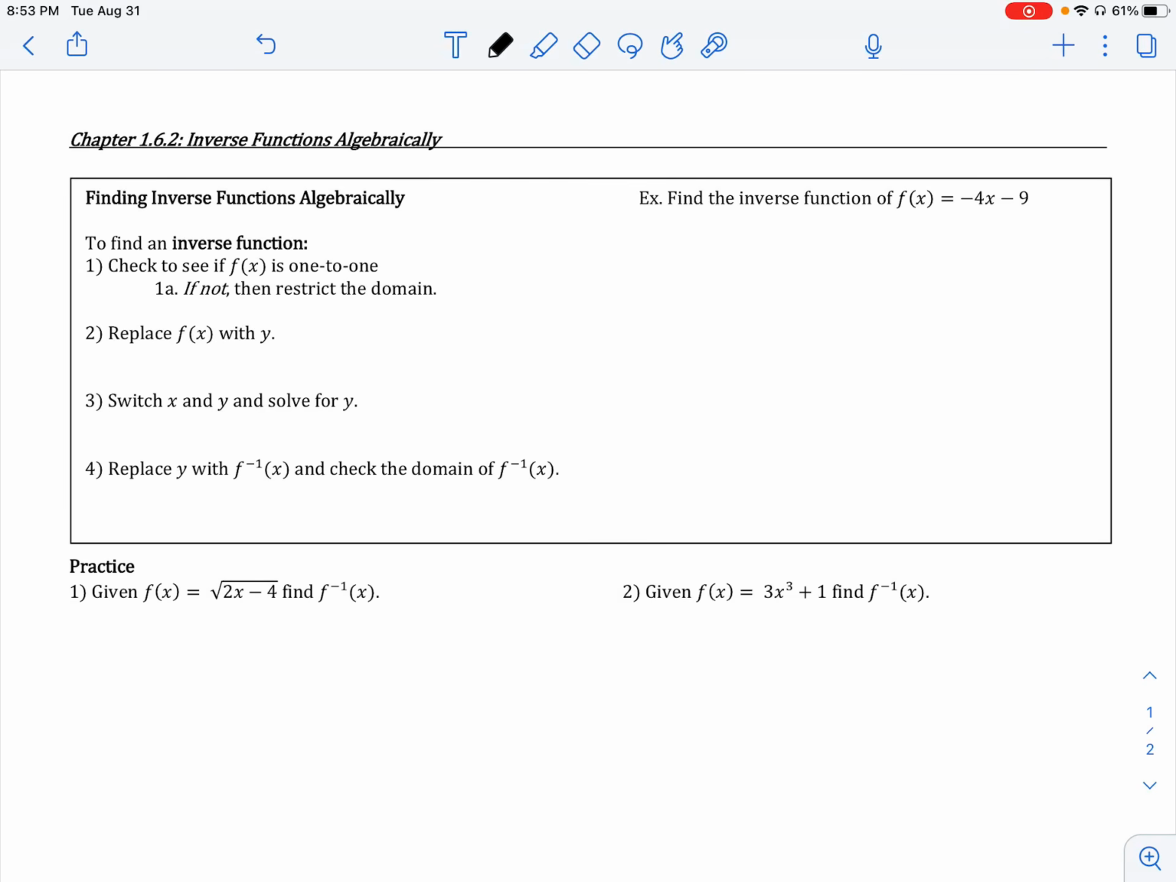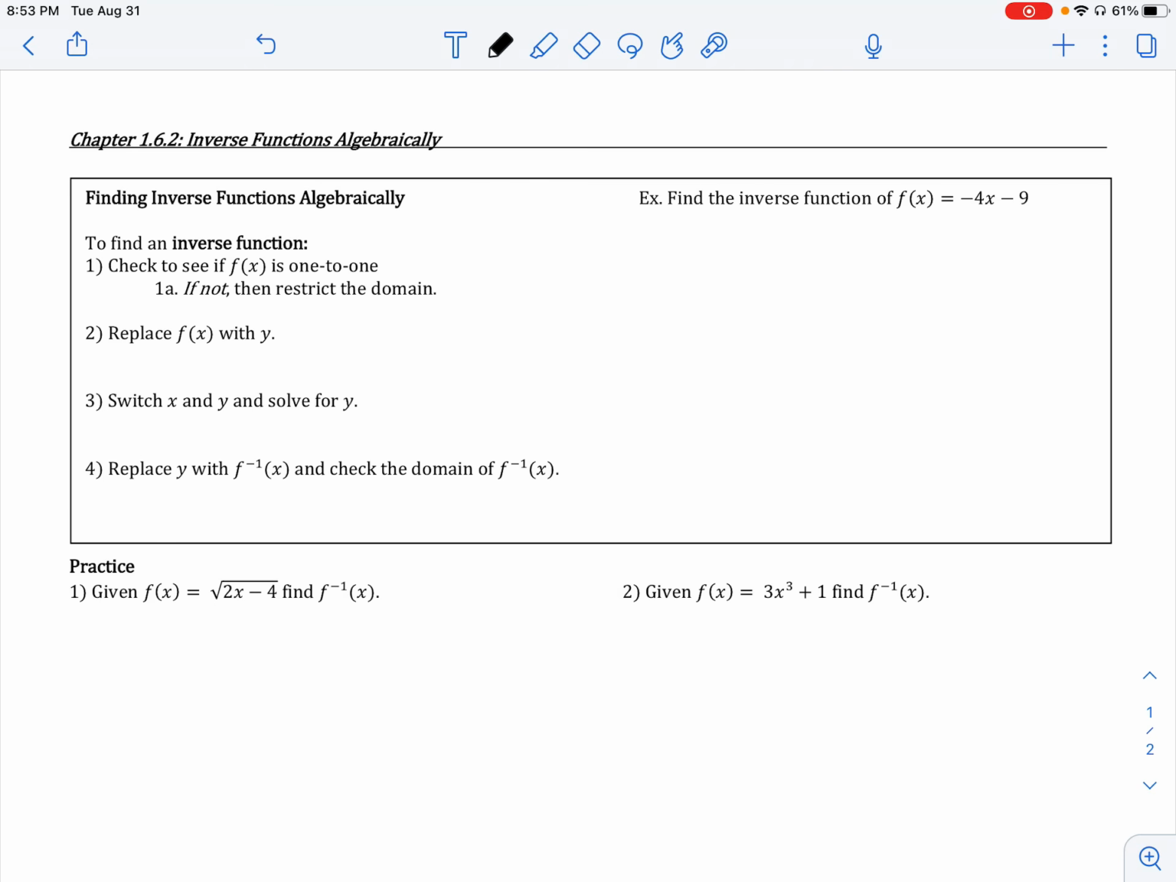In the final lesson of this chapter, I want to discuss how to find an inverse function algebraically. That is not just relying on the graph and trying to plot points, but actually algebraically finding an inverse function, as well as what to do when a function is not one-to-one, in the instance in which we would have to restrict the domain so that we would be able to find an inverse function. So let's start with a general approach to finding inverse functions algebraically.